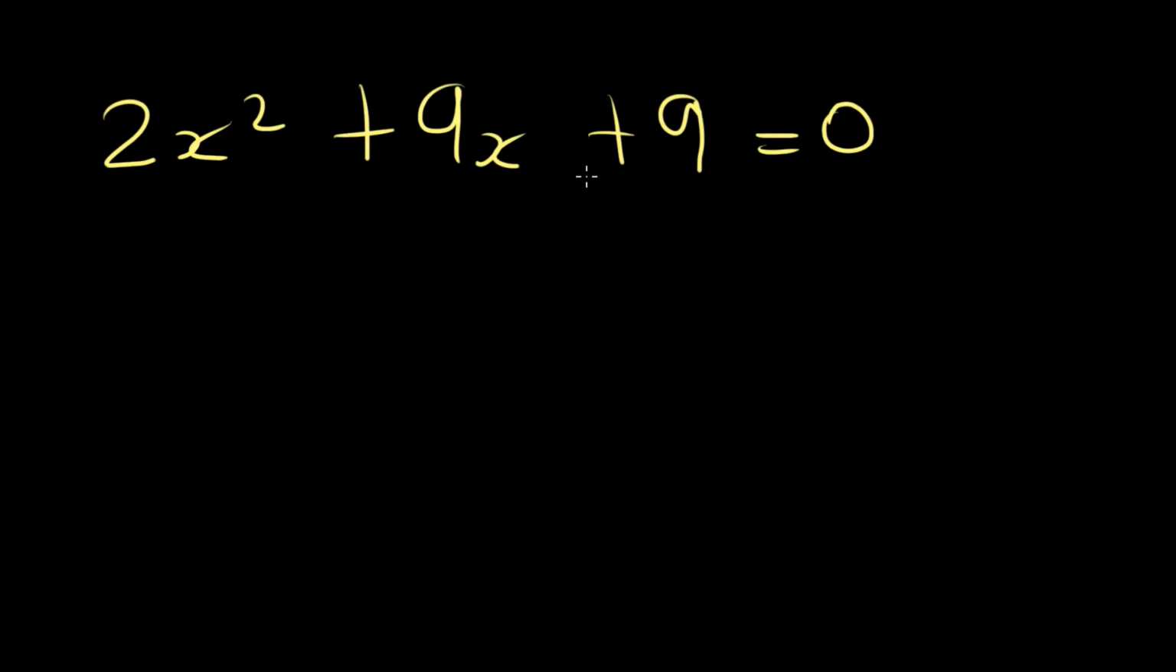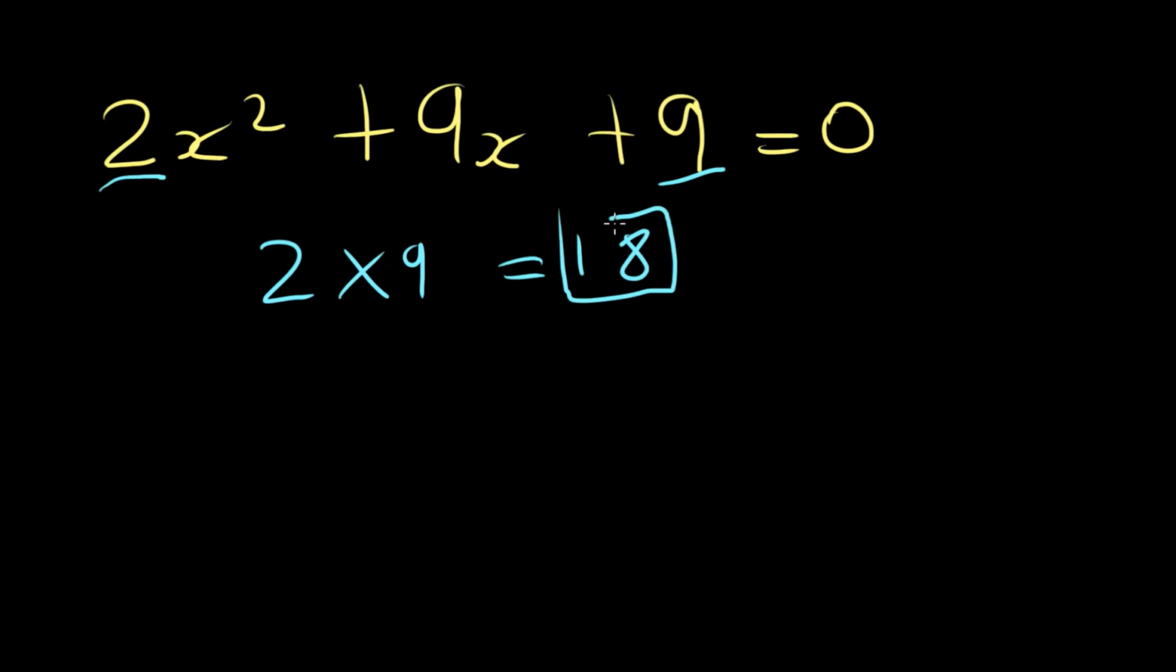Now here you can't use the method we used just before. We can't find two factors of 9, two numbers that multiply to get 9 and add up to get 9, because there's this 2 here, isn't there? So a technique to use is to multiply the a term by the c term first. 2 times 9 is 18, and that is our target. So we need to find two numbers that multiply to get 18 and add to get 9.